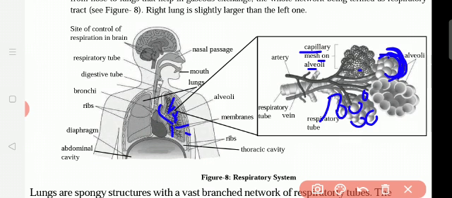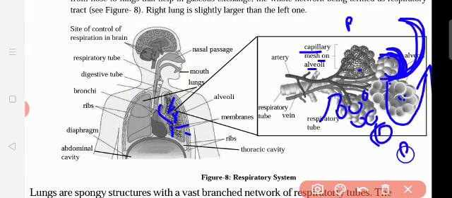We studied about the heart, the pulmonary vein and pulmonary artery, which are connected to the lungs and the heart. From the heart, the pulmonary artery brings impure blood, carbon dioxide blood, to the alveoli. From the alveoli, the pulmonary vein takes oxygenated blood to the heart. Okay, PV means pulmonary vein, PA means pulmonary artery.